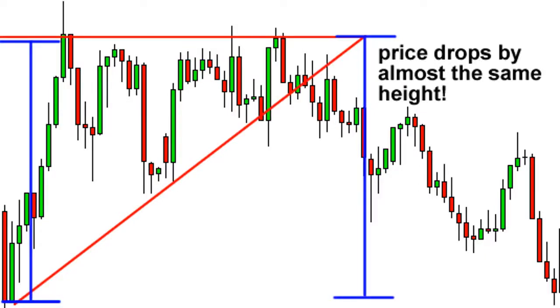In this example on the screen, you can see we measured the height of the ascending triangle. And in this specific example, price dropped, so it didn't break through the resistance level. Sellers actually came in and took over the market. So in this example, you can see right now that price dropped the exact amount that was measured in the ascending triangle.